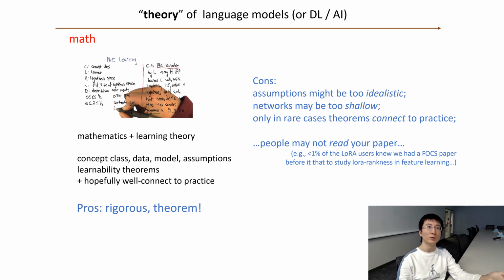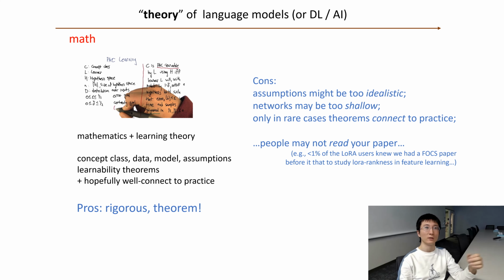For instance, the assumptions you make are typically too idealistic, and the networks you can analyze are often very shallow, like a two-layer transformer. And for those of you who have worked in this area, you may recognize that only in very rare cases do the theorems you can prove actually connect to practice.